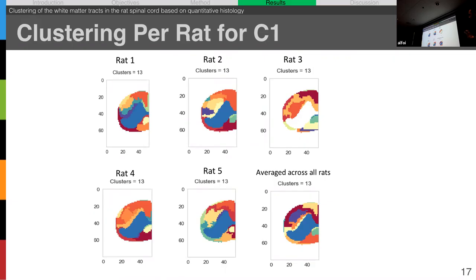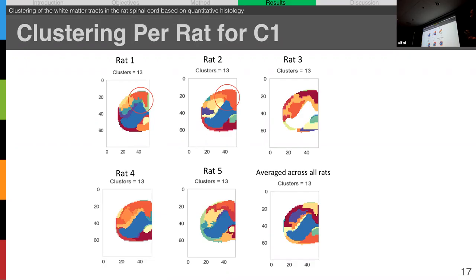And another thing that I wanted to show was the clustering per rat. All of our results that I showed you previously were done on the average across 5 rats. But here you'll see that I wanted to investigate the variation on a per rat basis to see what the difference was. One of the things you'll notice is that it's actually not the same.